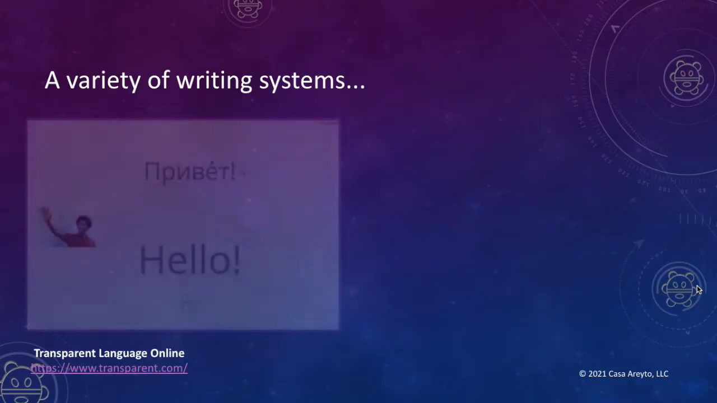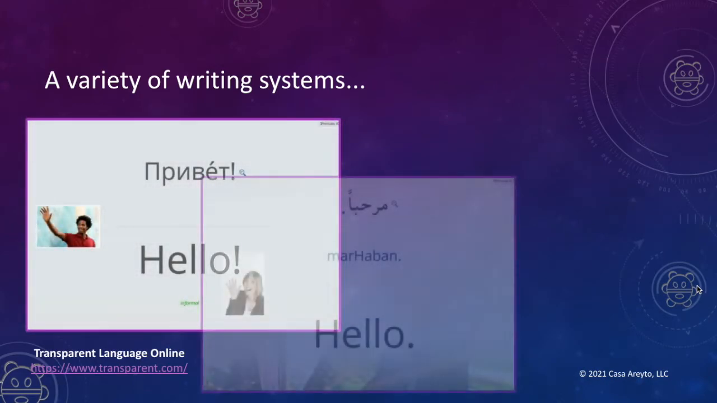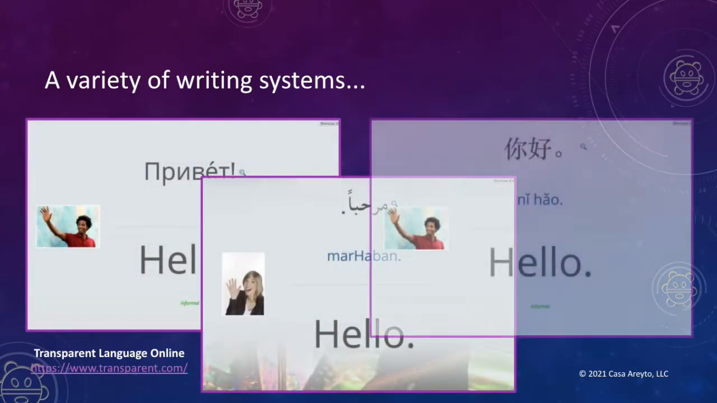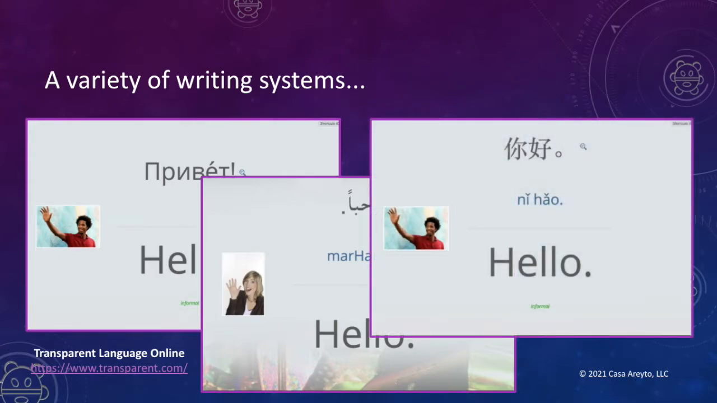So let's get started. If you've studied different types of languages, you know that not all of the languages will follow our Roman alphabet, that is our ABCs. There are lots of different types of writing systems around the world, such as Russian Cyrillic, Arabic script, and even Mandarin Chinese characters. So sometimes when a language has a very different type of writing system that could be difficult to learn, teachers may use transliteration or romanization.